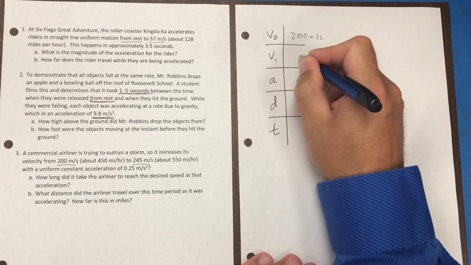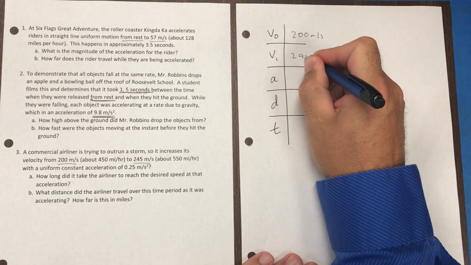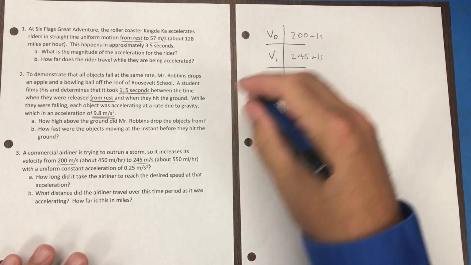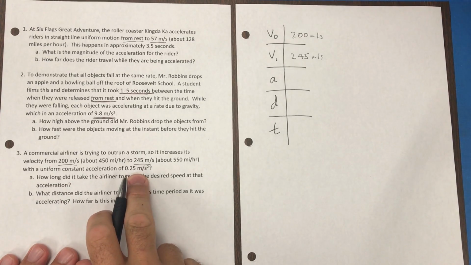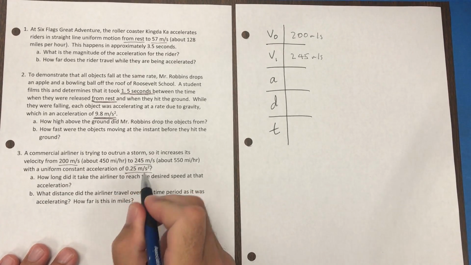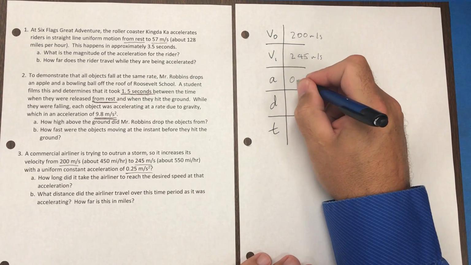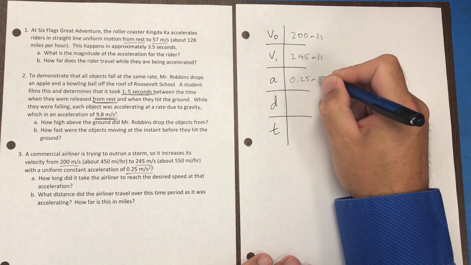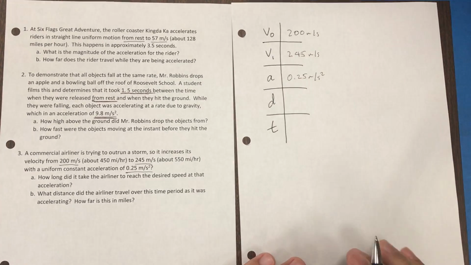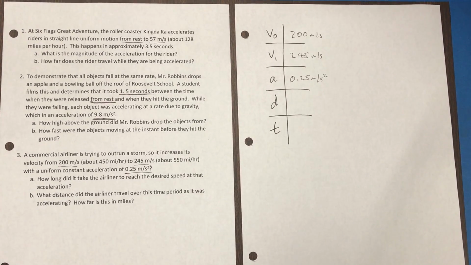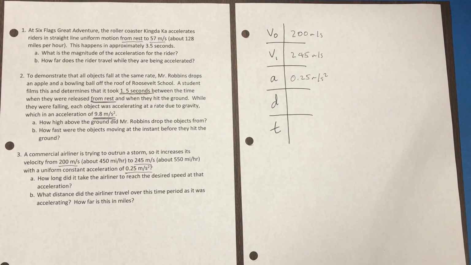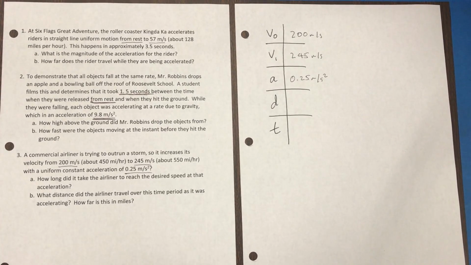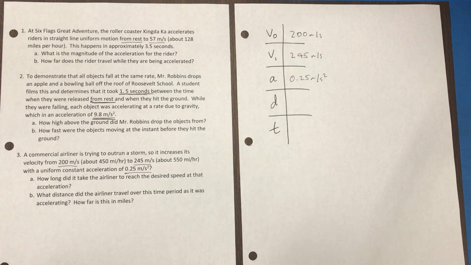200 meters per second, 245 meters per second. Okay? And it also tells me what the acceleration rate of the airliner is, and that is about 1/4 of a meter per second squared. Okay? Might not seem like much, but when you're accelerating at a constant rate, that is, constant acceleration for a long period of time can build speed tremendously.